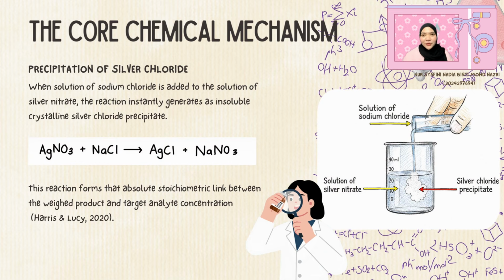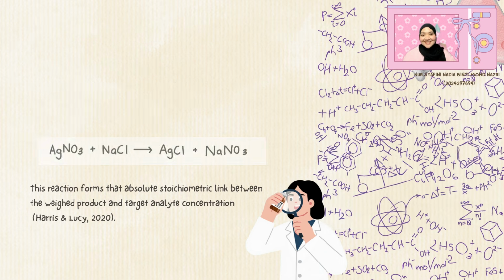When a solution of sodium chloride is added directly to a solution of silver nitrate, an instant reaction occurs. This reaction generates an insoluble crystalline silver chloride precipitate, as you can see from the chemical equation below. The silver ions combine with the chloride ions to form a solid precipitate, leaving sodium nitrate in the solution. This instantaneous reaction is crucial because it forms an absolute stoichiometric link between the mass of the solid product and the exact concentration of our target analyte.